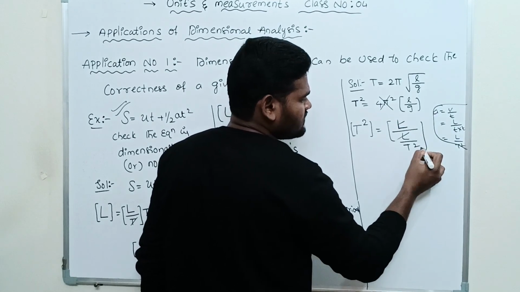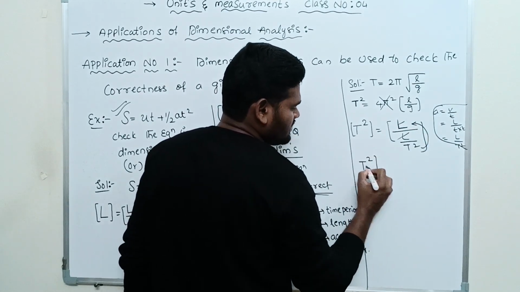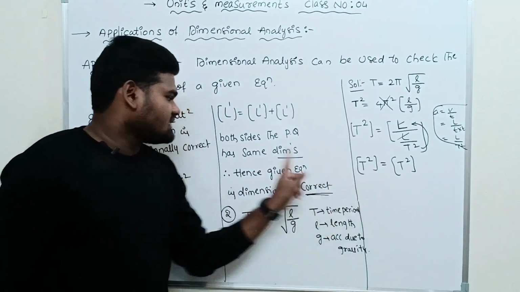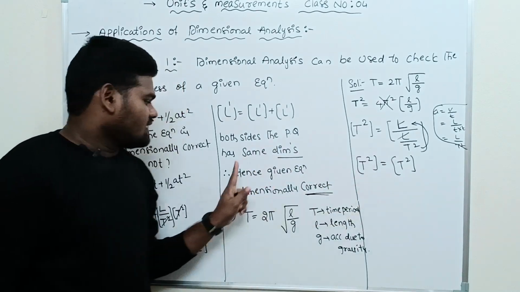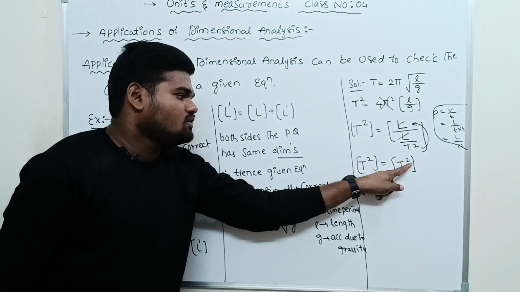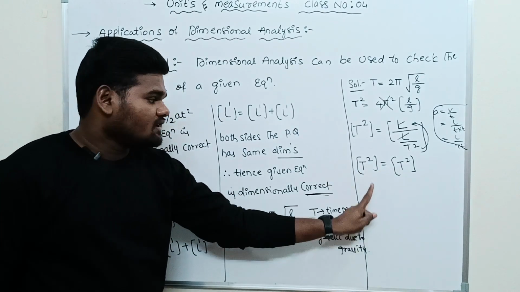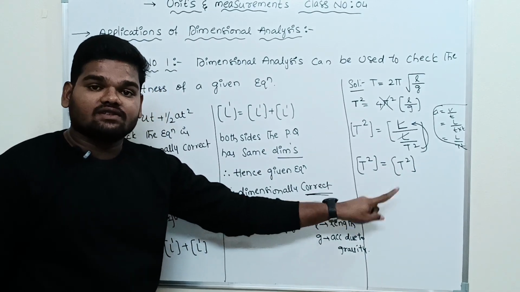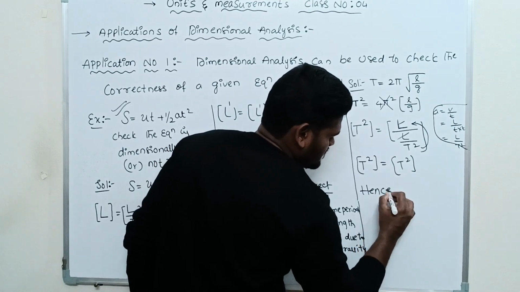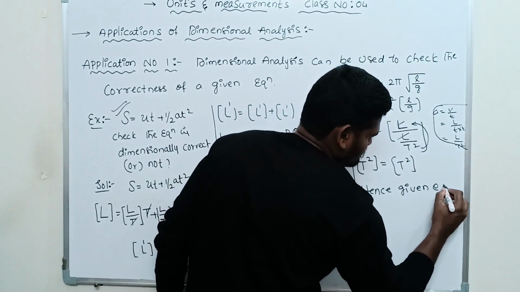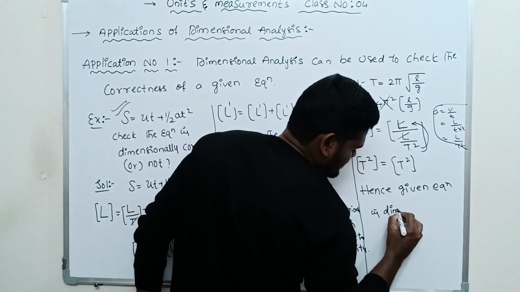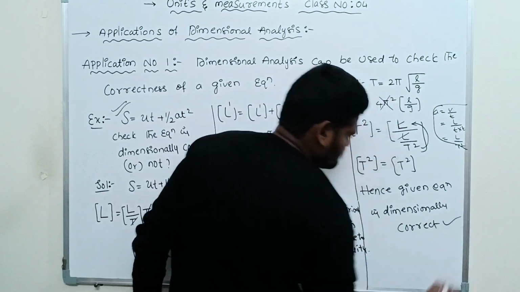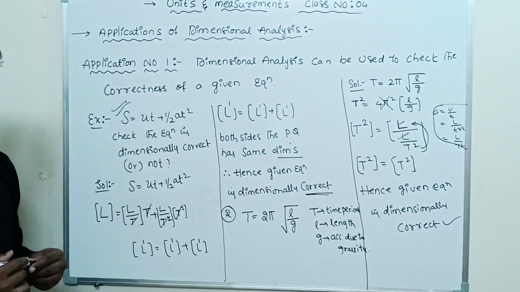So L gets cancelled out and T comes to the numerator. Therefore, T square equals T square. So we got the same physical quantity on both sides, time, and it has the same dimension, 2 and 2. So hence, the given equation is dimensionally correct. Are you getting? Okay, right then.